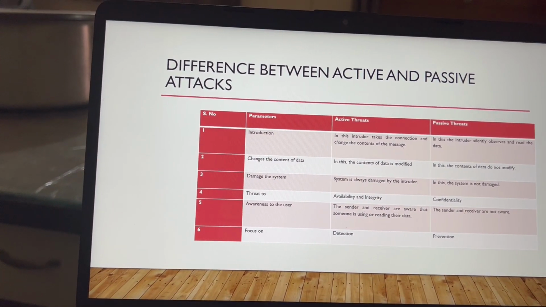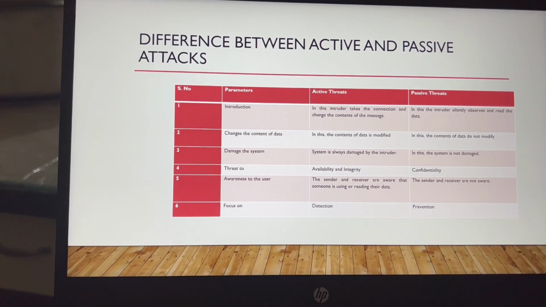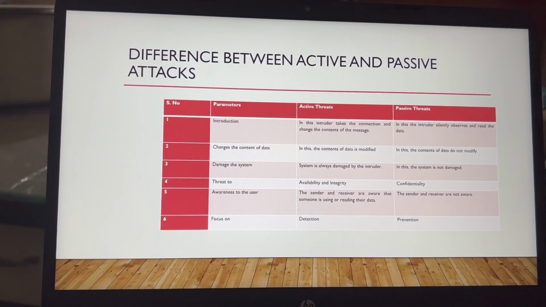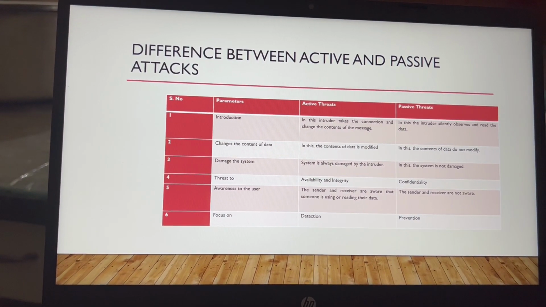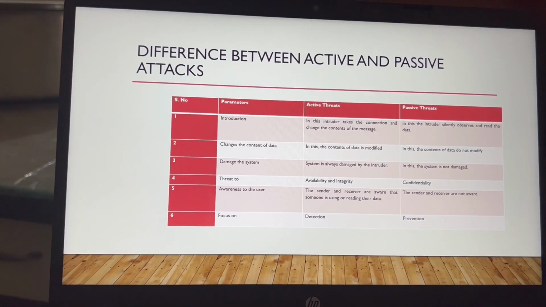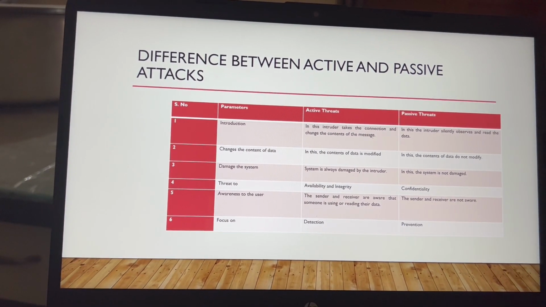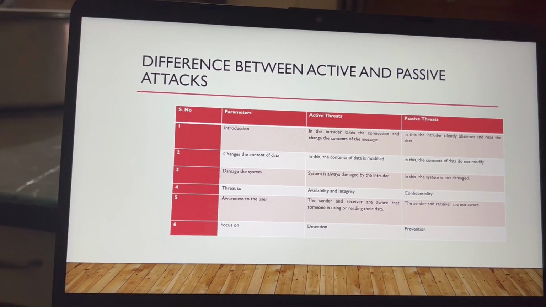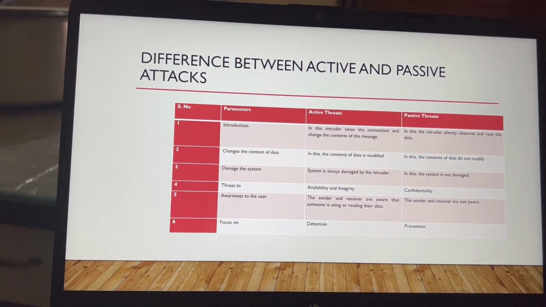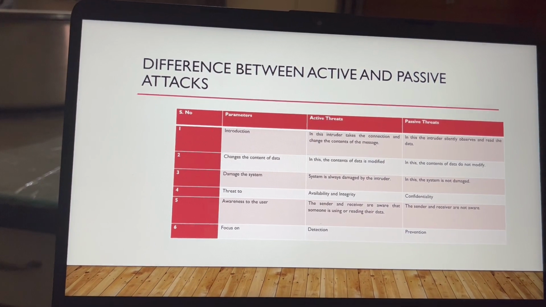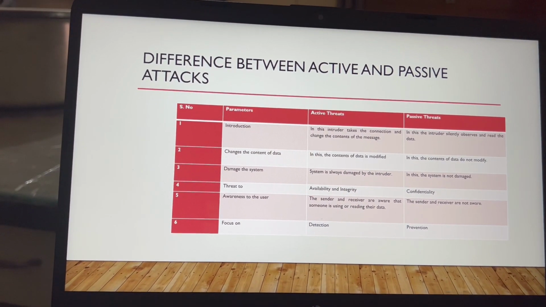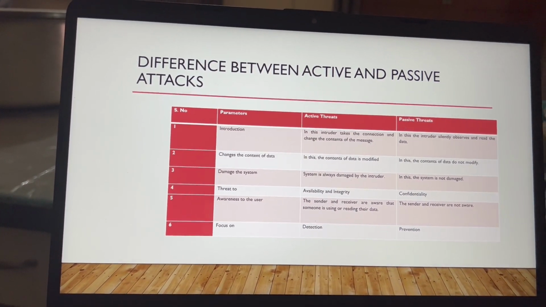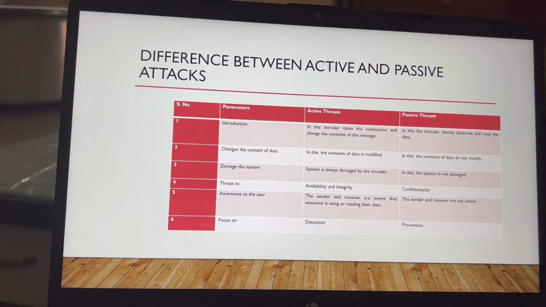This table depicts the difference between the active and passive threats. First one is active attacks. In active attacks, the intruder takes over the connection and changes the content of the message. In passive attacks, the intruder silently observes the pattern and reads the data. Next difference is that in active threats, the content of data is modified, but in passive threats, the content is not modified, but the intruder silently reads the data.